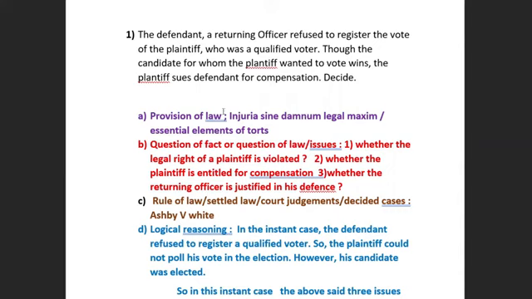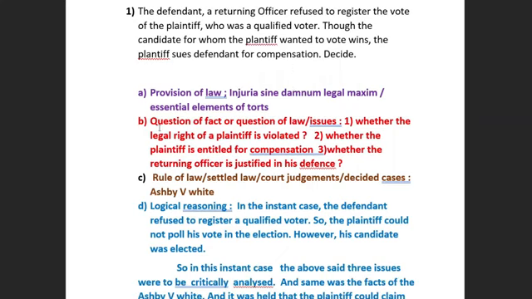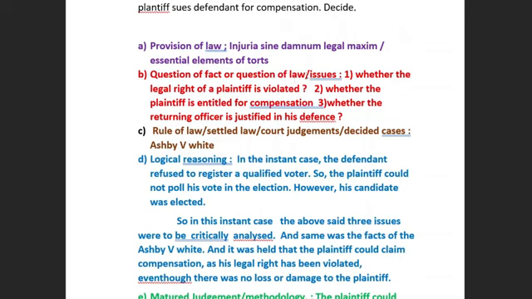Where we can find this one is we can find in the chapter of essential elements of torts or in the maxim, that is injuria sine damnum, that is legal maxim. Then the evaluator, you will get the idea, you have got the legal knowledge. Then we have to frame the issues.